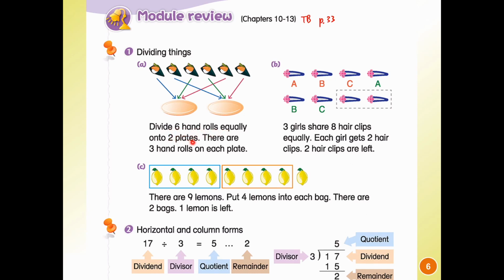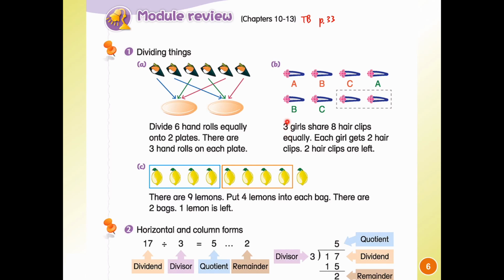equally onto 2 plates. So one way to do it is we go through each hand roll. So we assign the first one to the first plate, and then the second hand roll to the second plate, the third one back to the first, fourth one goes to the second plate, fifth goes to the first plate, and the last one goes to the second plate. And after we have done so, we know that there are 3 hand rolls. We have 1 arrow, 2, 3, so 3 hand rolls on each plate.